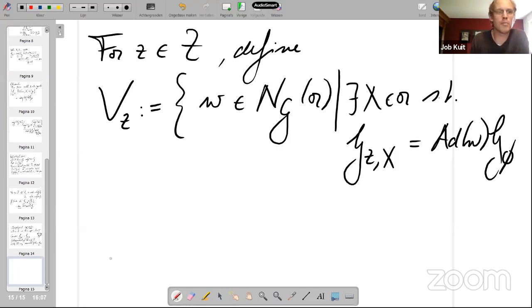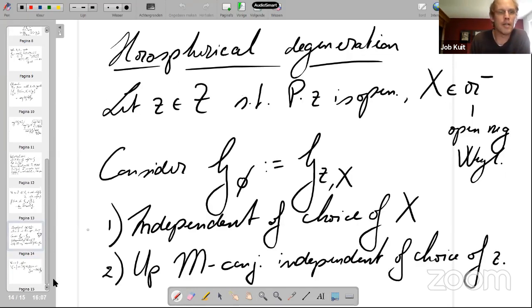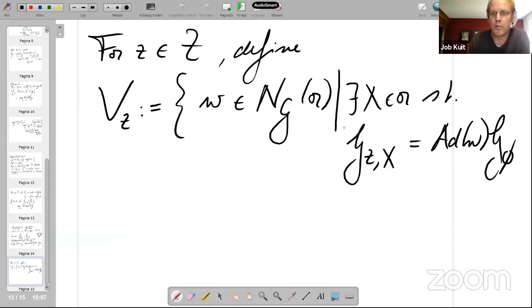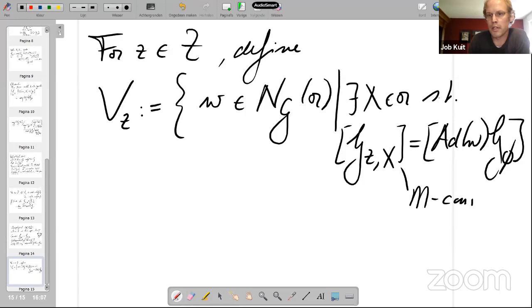So as I said before, somehow there is a problem with M conjugacy. To make this a bit better, to avoid this problem with M conjugacy, I'm going to take M conjugacy classes, and for that I write brackets. So whenever I write these square brackets, it's going to be M conjugacy. This is not really important. You can also forget about it, ignore all the brackets. But to be formally correct, you need to make sure that the M doesn't destroy everything.